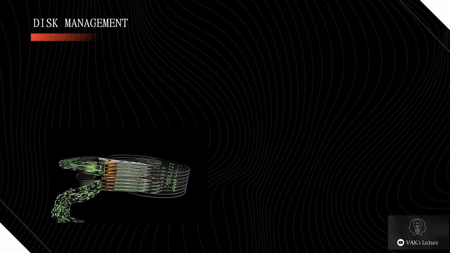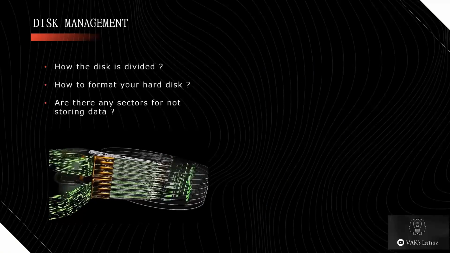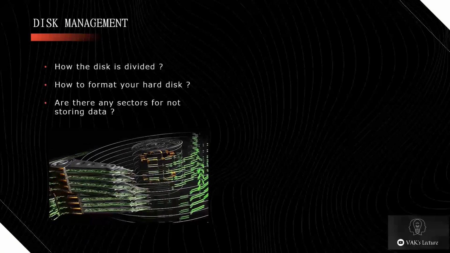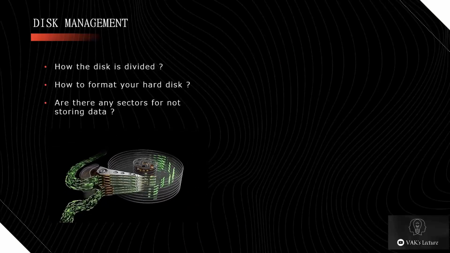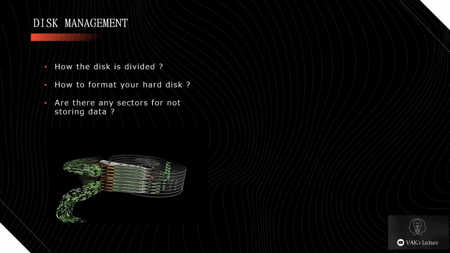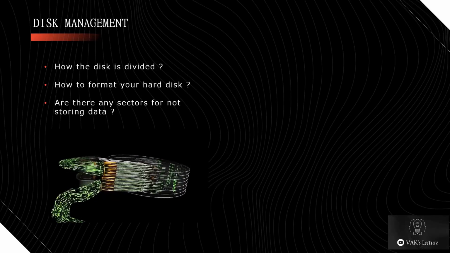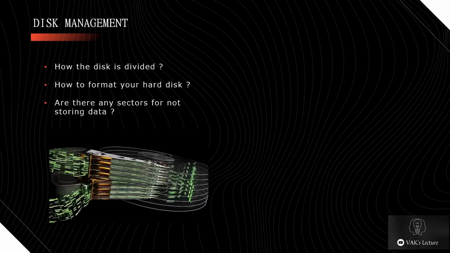Disk management is about how the surface of the disk is divided into a number of tracks and sectors, how you format your hard disk, and also whether there are any sectors which are not suitable for storing your data, etc. All these things you can identify under disk management.